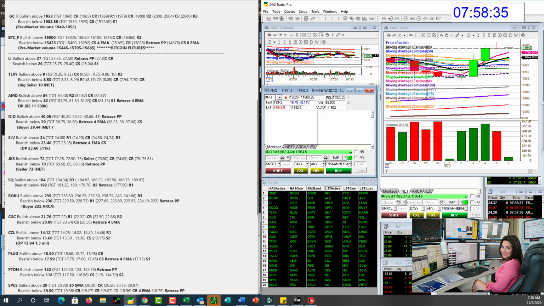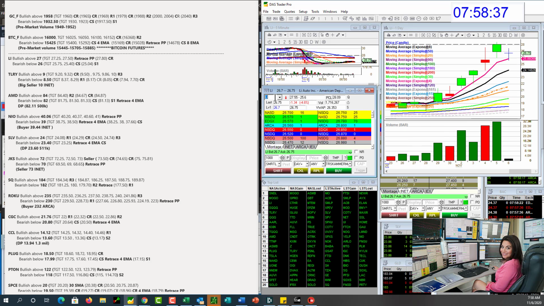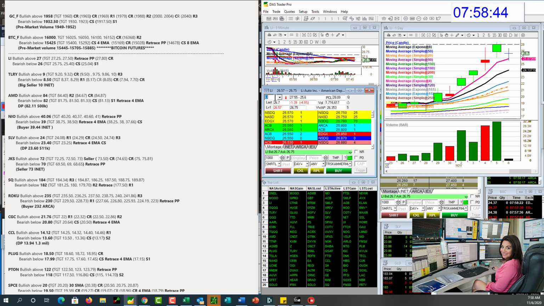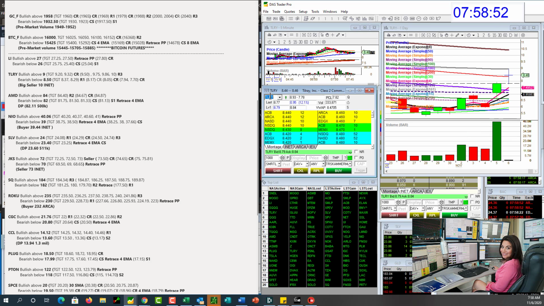All right, let's go to the individual stocks. I got lots of them today, lots of volume this morning. All right, LI Auto, bullish above 27, bear below 26. Kind of stuck in between there. Let's go to Tilray. These were hot yesterday. Great whispers on the cannabis stocks. Today, bullish above 9.